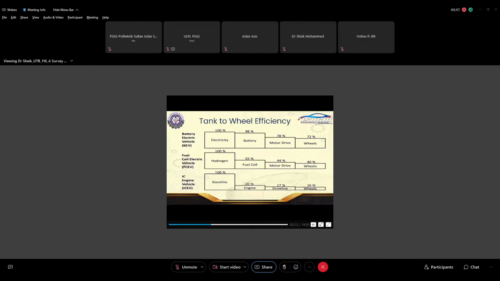This figure shows the tank to wheel efficiency of electric car, where battery electric vehicle has 72% efficiency from tank to wheel, where the main source is electricity. In the case of fuel cell electric vehicle, the source is hydrogen and the efficiency at wheels is 40%, while in IC engine vehicle the efficiency at wheels is only 16%, which is much lower than that of battery electric vehicle.